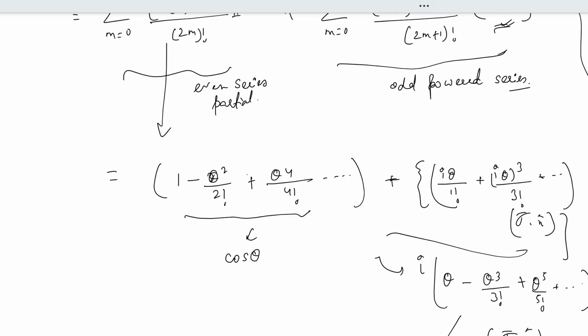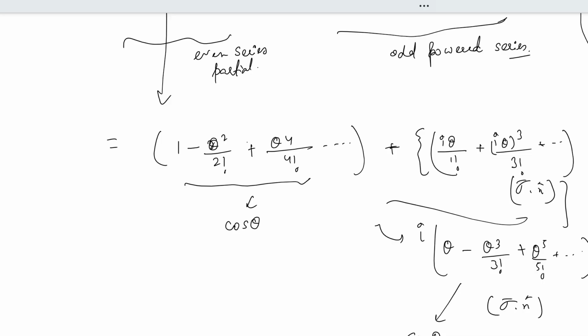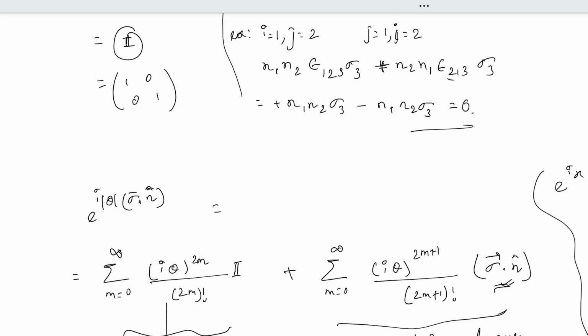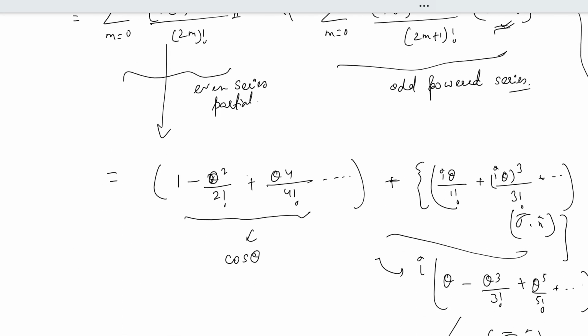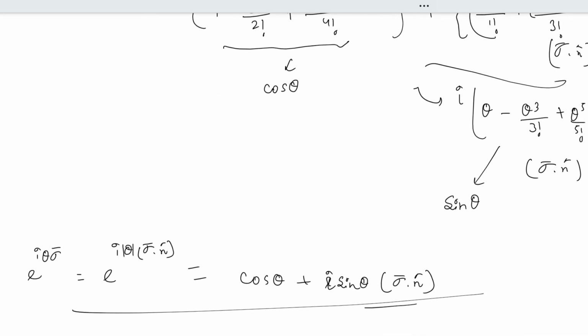So this is also a familiar expression. This is the series expansion for sine theta. So all in all, you are getting the first term series expansion sum as cos theta plus imaginary i times the series expansion giving you sine theta multiplied by sigma dot n. Now you have simplified your whole form of e to the power of i theta mod theta sigma dot n, which is also simplified as e to the power of i theta sigma. So this is your simplified form using the properties of Pauli spin matrices.